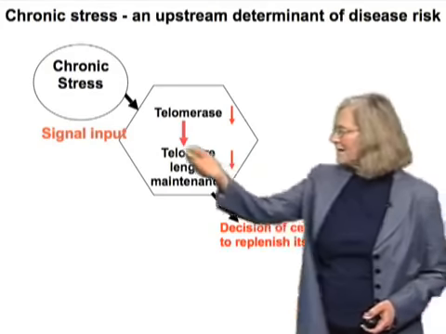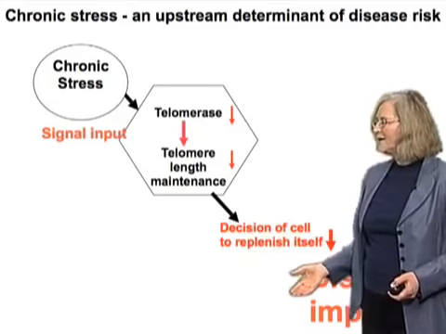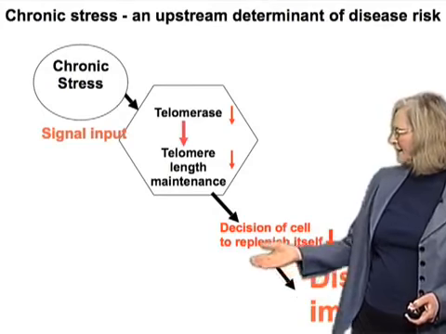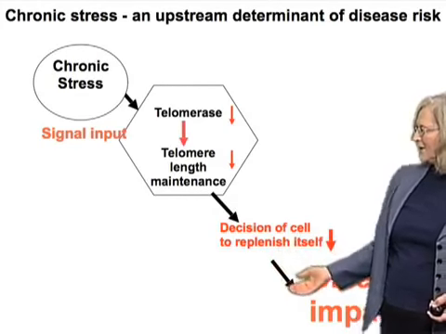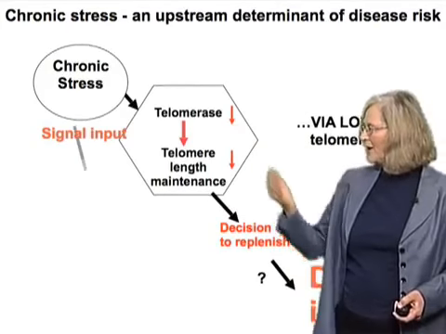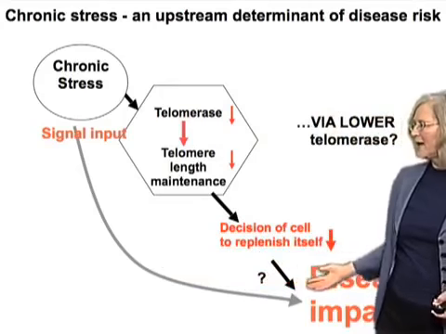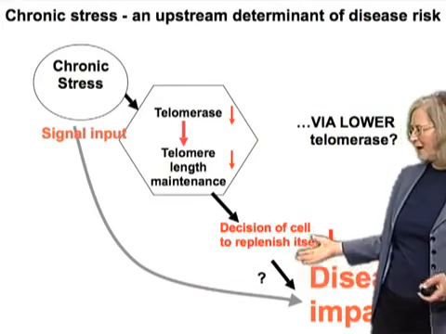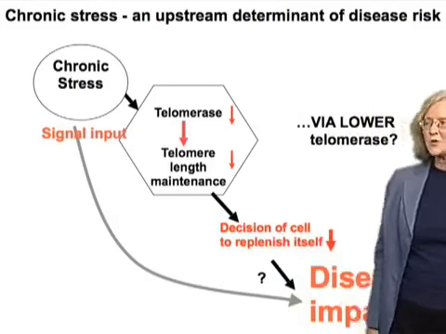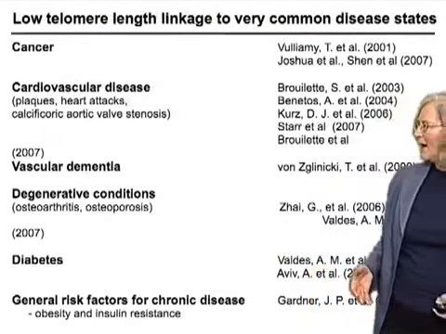But the question is, is this the case in the human studies I've described to you? Is this really what's causing the disease impact via the lower telomerase, or is it that the chronic stress actually has its disease impact because of unrelated reasons, or more likely is it a combination of the two? So that is where things are standing right now.